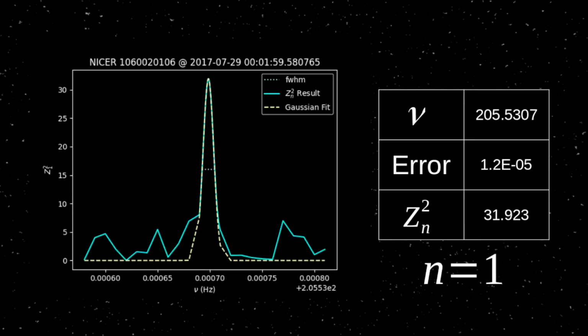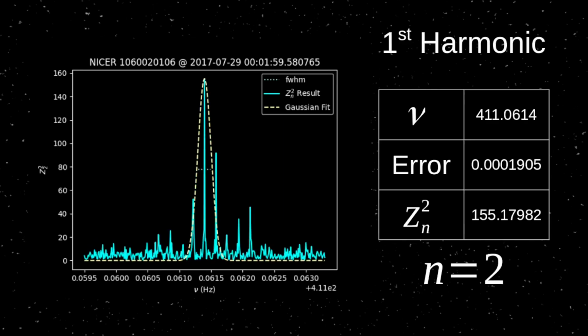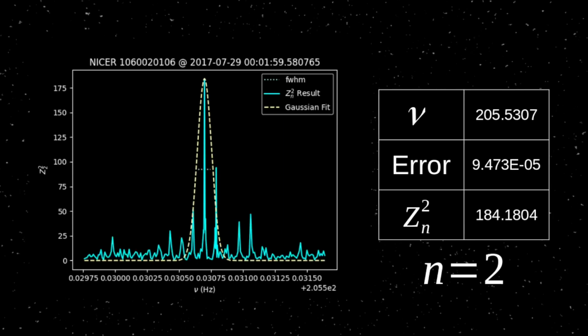Remember, this is a very, very weak result. This is barely breaking that 5 sigma threshold. It's not the most dominant frequency. And you can see with Z2, we only see marginal improvements to 155 at Z2. Going back to Z2 for the actual expected frequency of the NICER pulsar, we're at 184, so we're already surpassing it. This is now the dominating frequency.